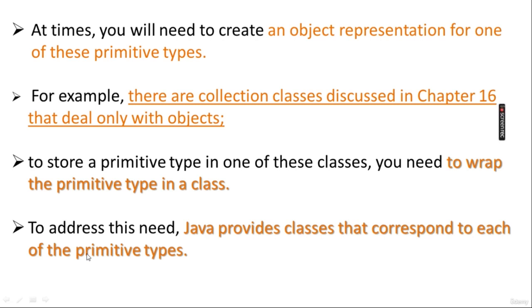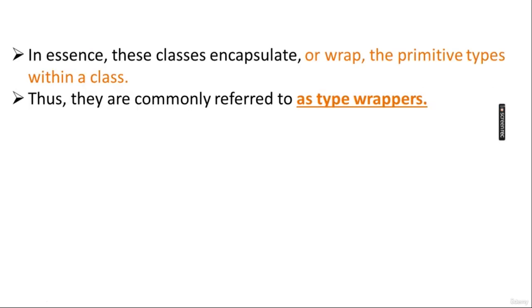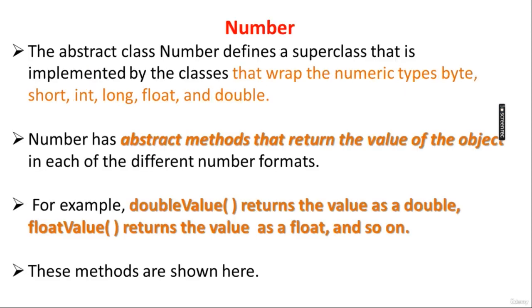To store a primitive type in one of these classes, you need to wrap the primitive type in a class. To address this need, Java provides classes that correspond to each of the primitive types, called wrapper classes. Those wrapper classes we have already seen, like integer, character, float, etc. In essence, these classes encapsulate or wrap primitive types within a class, and they are called type wrappers.